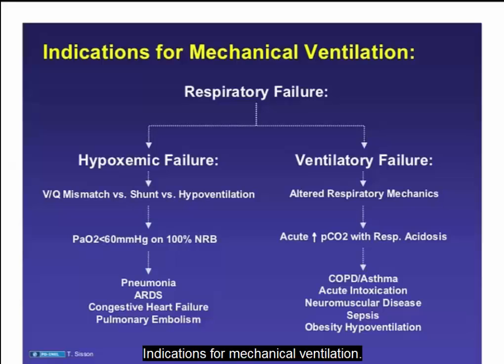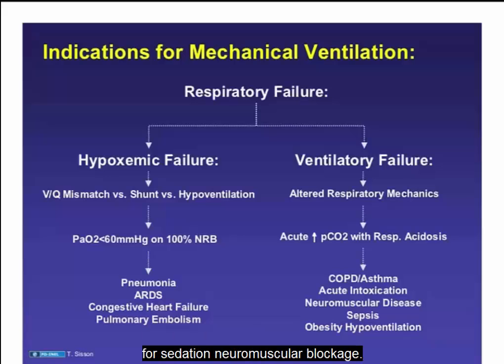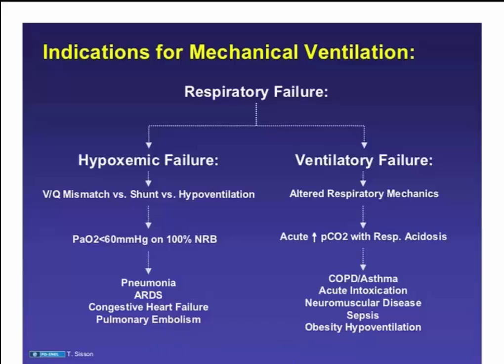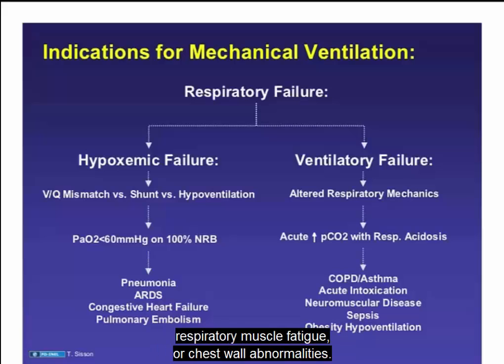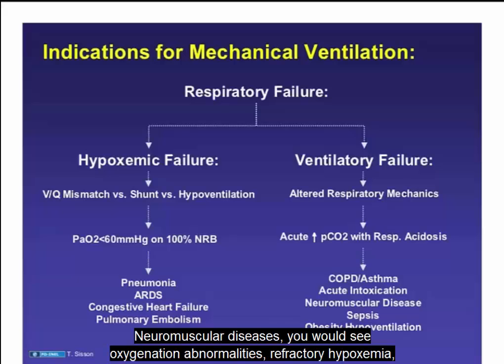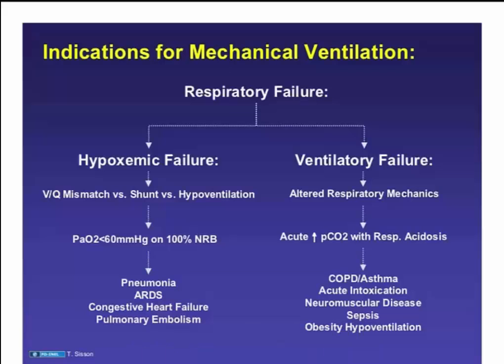Indications for mechanical ventilation. You need to decrease systemic or myocardial oxygen consumption, the use of hyperventilation to reduce intracranial pressure, or the need for sedation or neuromuscular blockade. Ventilation abnormalities would be respiratory muscle dysfunction, respiratory muscle fatigue, or chest wall abnormalities, neuromuscular diseases. You would see oxygenation abnormalities, refractory hypoxemia, the need for positive end-expiratory pressure, and excess work of breathing.